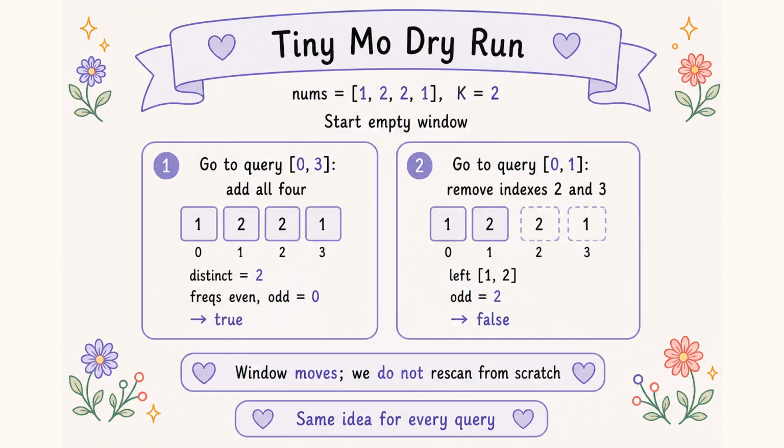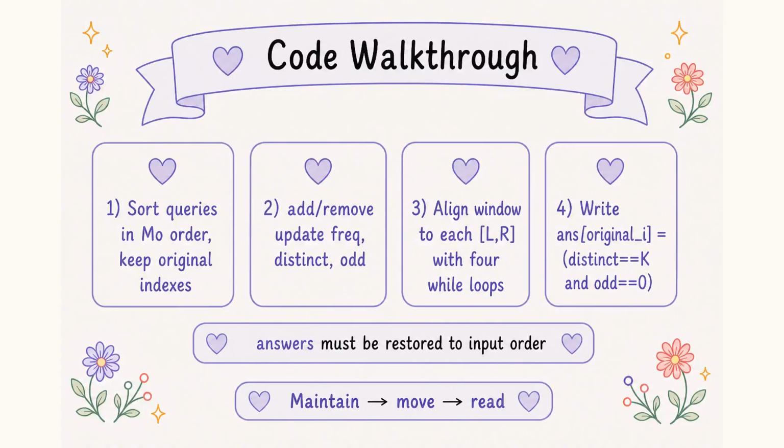Tiny Mo dry run on 1221 with k equals 2. Start empty. Move to query 0 to 3 by adding all 4 elements: distinct 2, odd 0, true. Then move toward query 0 to 1 by removing the last 2 elements, left with 1 and 2, both odd, false. We never rescanned from scratch. The window just moved.